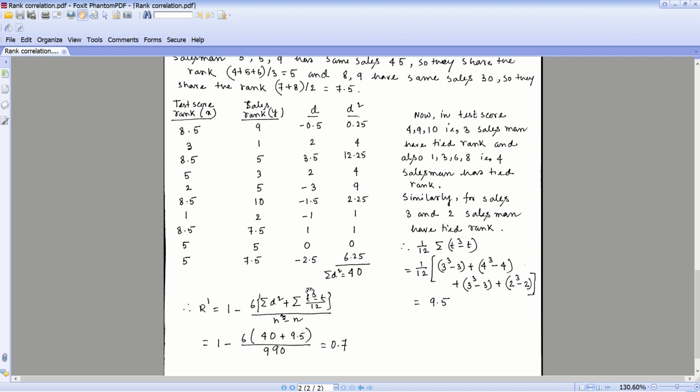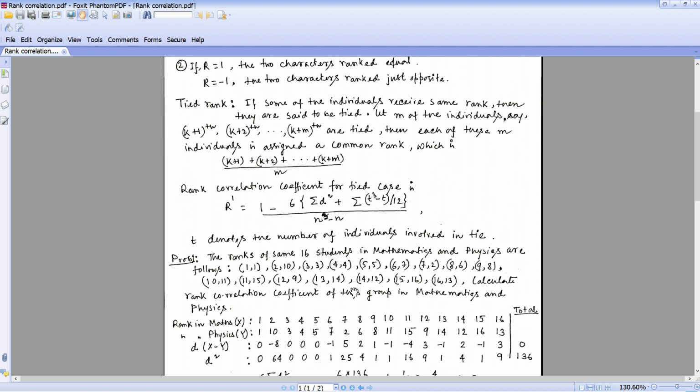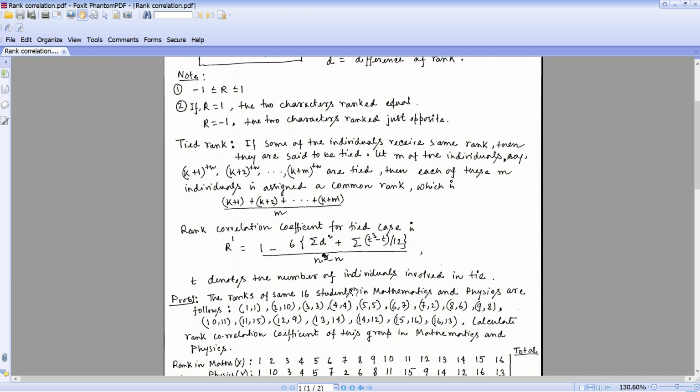So for the last component, the value is calculated over here as 9.5. Now put the values in R dash. Here you will get 0.7. So this is how we calculate tied rank. Hope you will understand. Thank you.